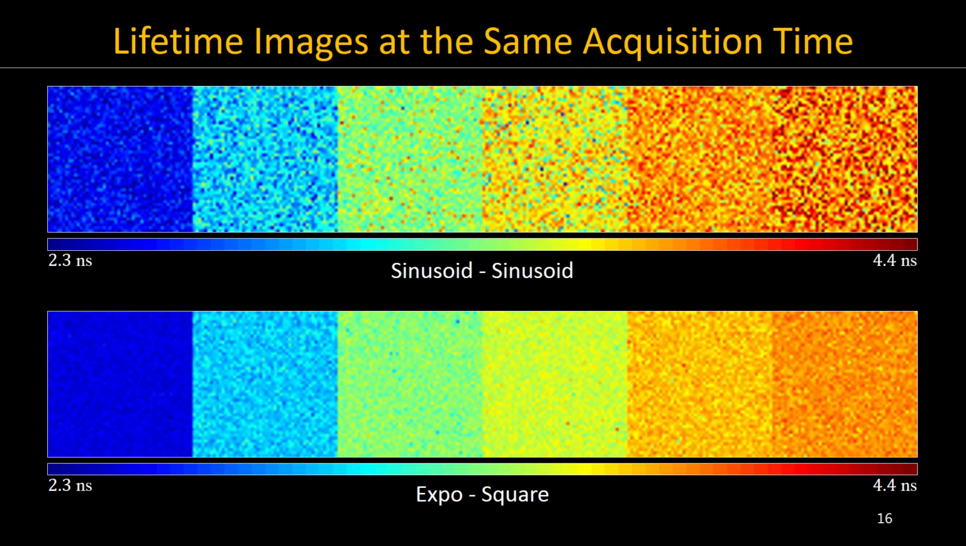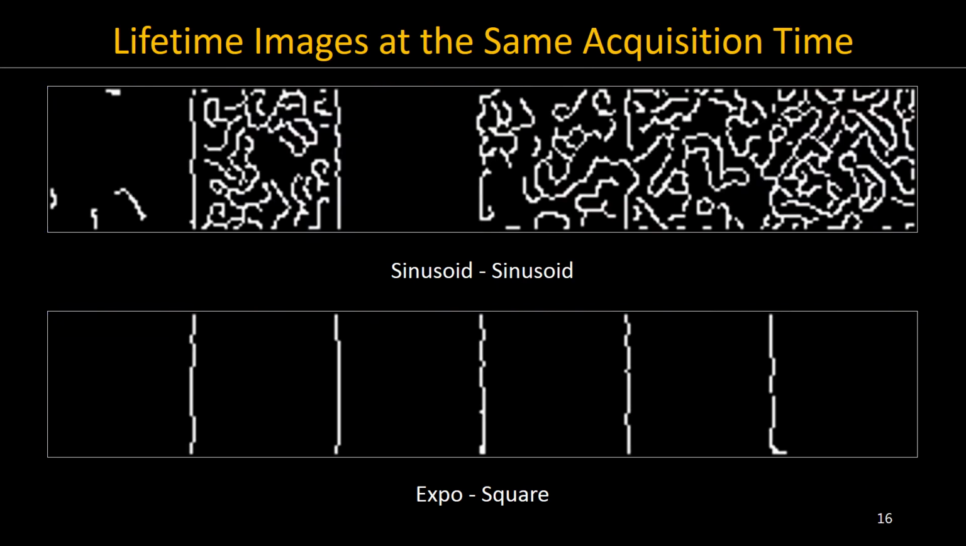Expo-square shows more uniform lifetime estimation results than sinusoid-sinusoid. This is more evident if we perform edge detection on the lifetime images for both schemes. For sinusoid-sinusoid, spurious edges are detected within each individual sub-image. For expo-square, however, no edges are found except the boundaries between the solutions.